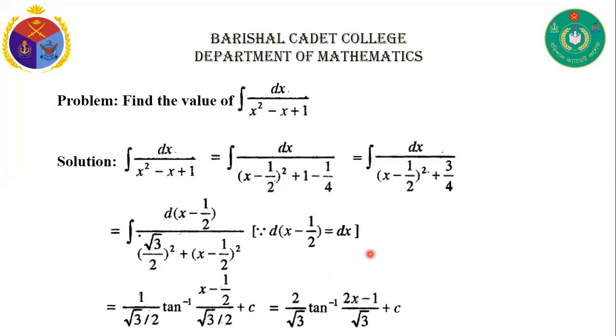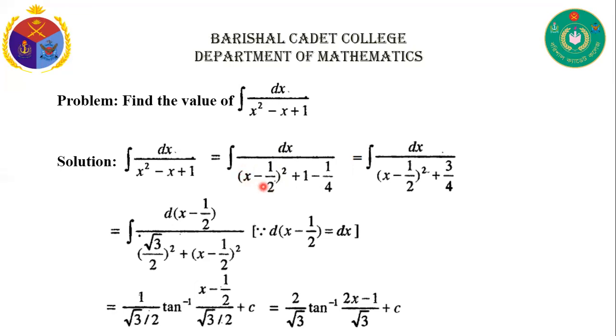Now, next, find the value of integration of dx by x square minus x plus 1. So boys, let's think. We have the formula for integration of dx by x square plus a square, or a square minus x square, like this. But you don't have any formula for integration of dx by x square plus bx plus c, like this. So first you have to make a square, completing the square.